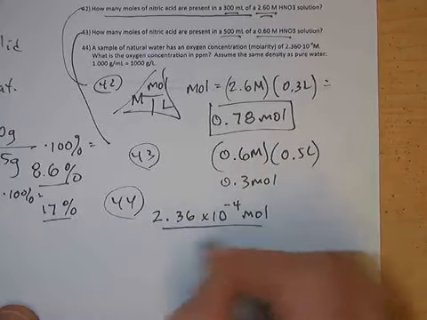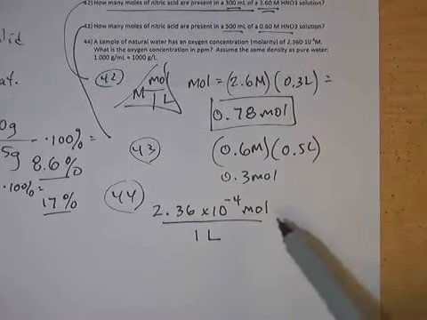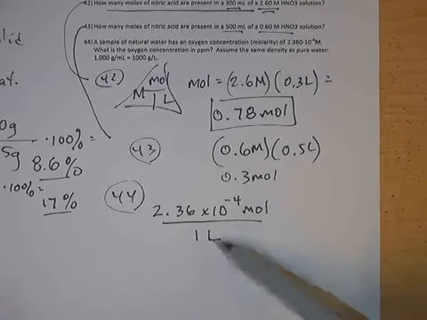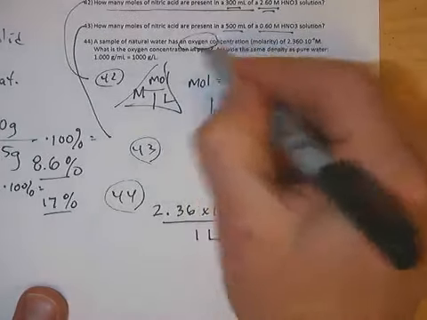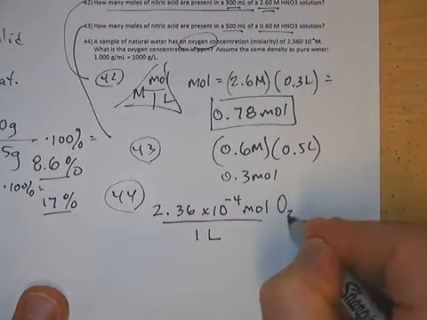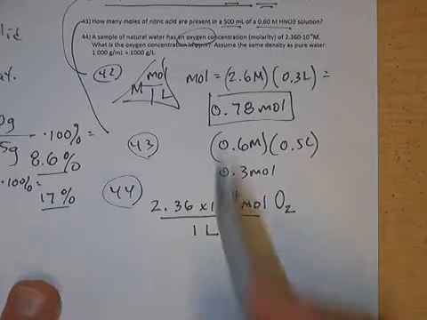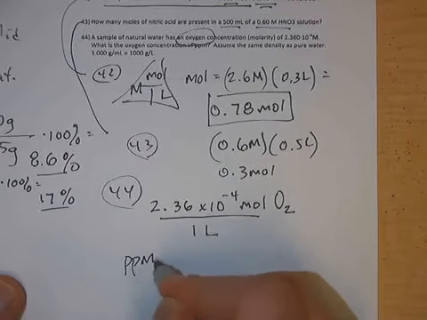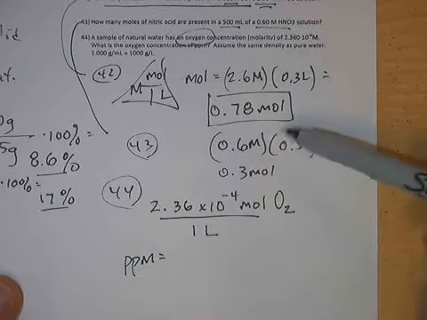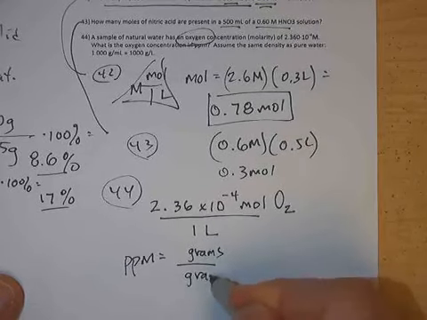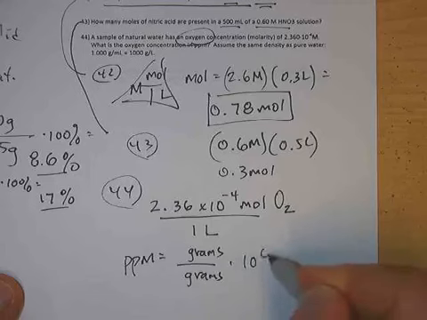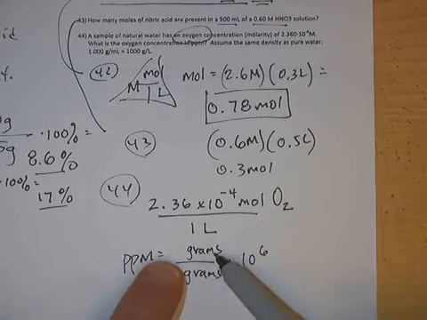0.78 moles, thank you. And 43, how many moles of nitric acid are present in? So same kind of question, except this time it's 0.6 molar times 0.5 liters. Does that turn out to be 0.3? Yep. So that's number 43.